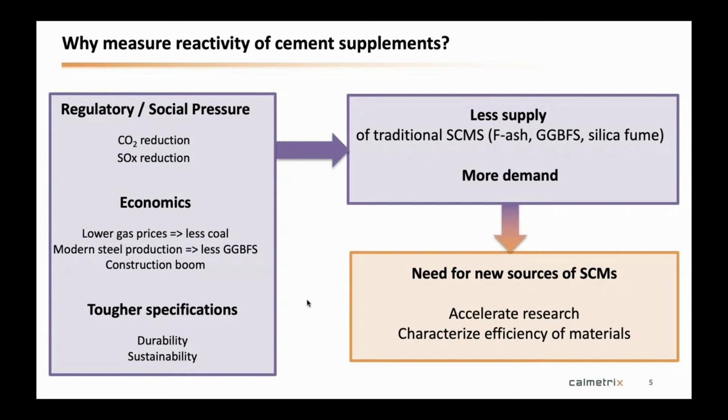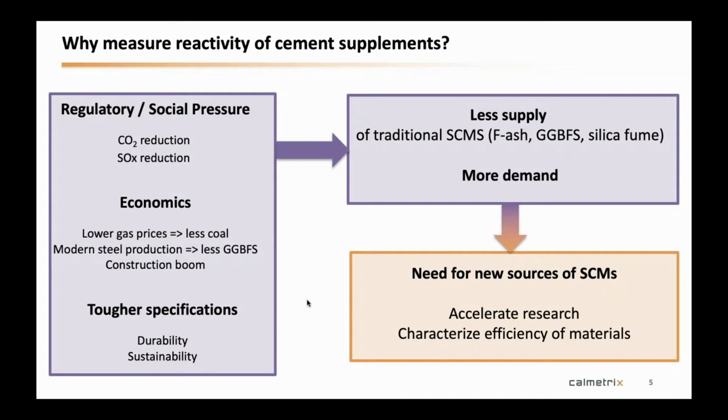But evidently today we experience that there's a need for more and new supplementary cementitious materials because of regulatory or social pressure. We have CO2 emissions reductions that we all need. We have SOx reduction that brought about a different way for coal-fired power plants to operate, where they use a different type of coal. They use more sub-bituminous coal for the lower sulfur content that shifts the class F ash to the class C ash. We have gas prices going down, and that means less coal power overall, and so on.